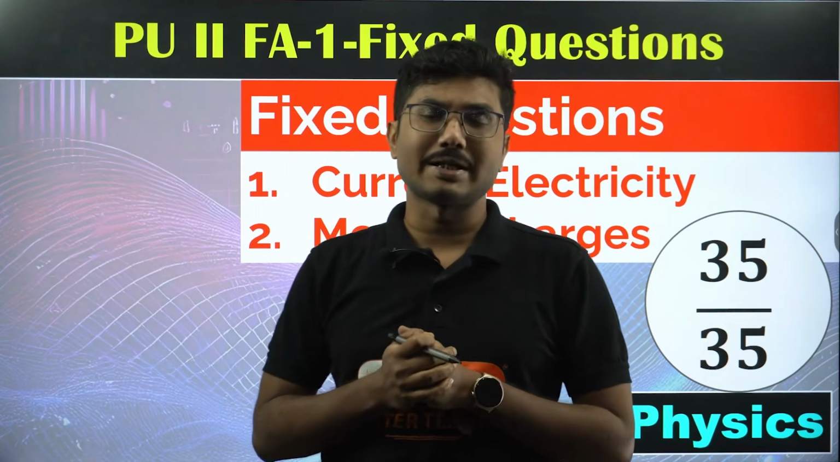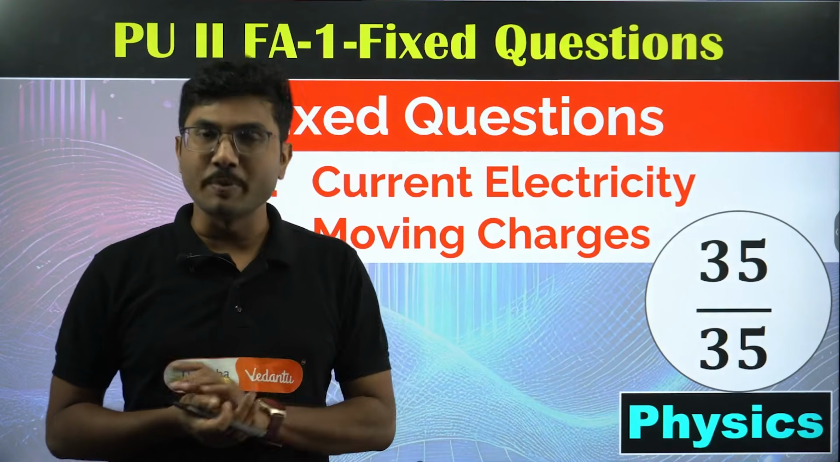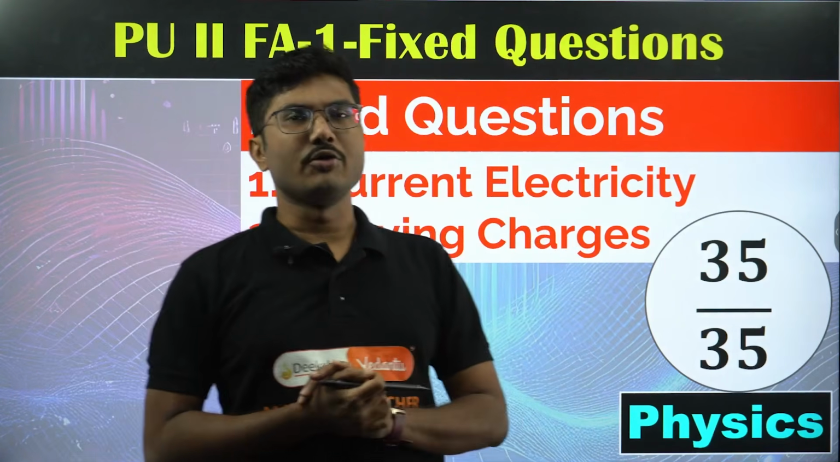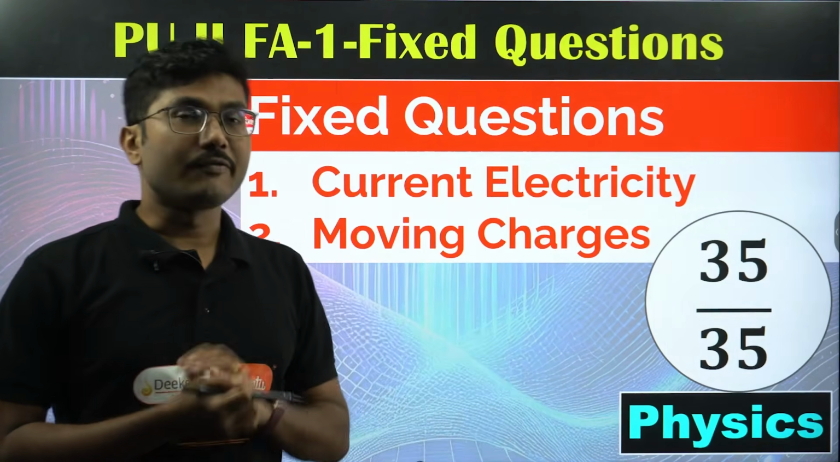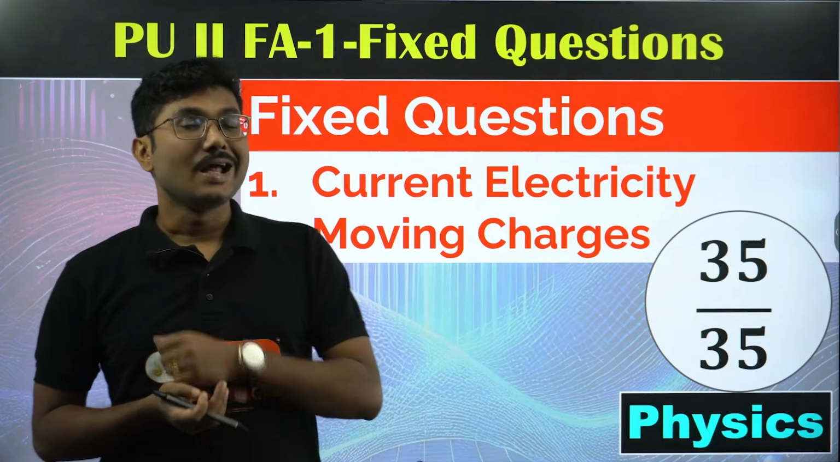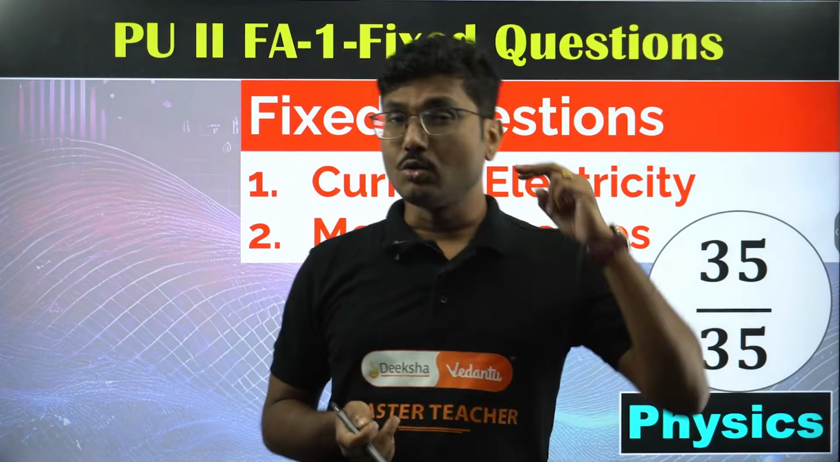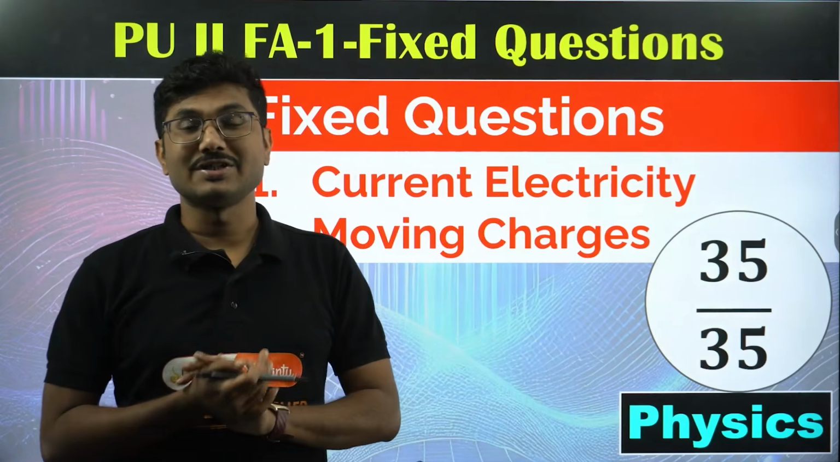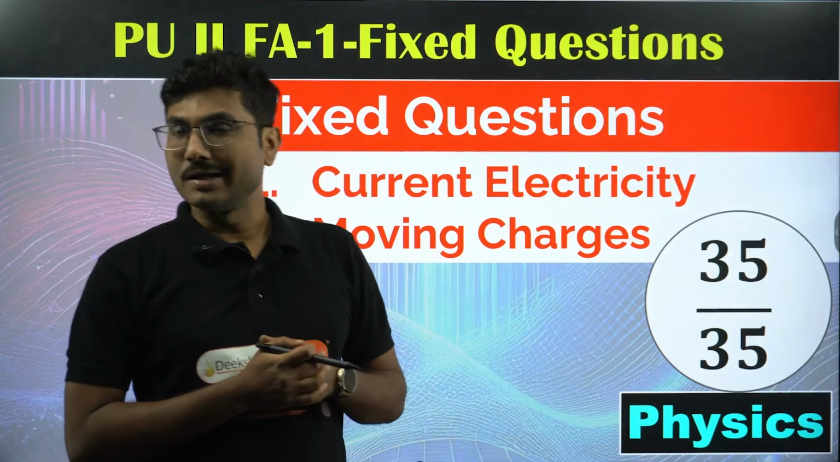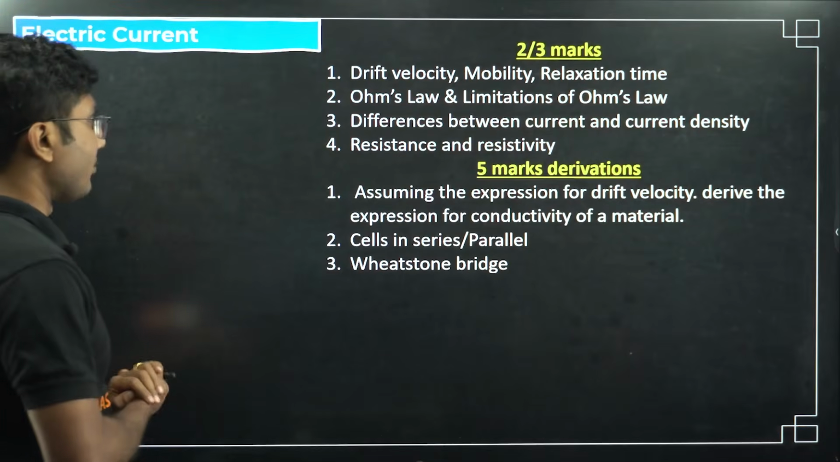From here you are expected to get one derivation as well as one numerical question. Both are going to come from this chapter, and if you are lucky, maybe two derivations might come from current electricity. If you check last year's paper, last year's Bangalore South paper, two 5-marker questions directly came from current electricity. So that is also possible. So let's start with the fixed questions.